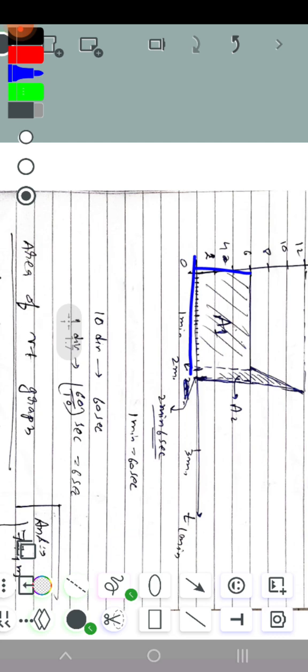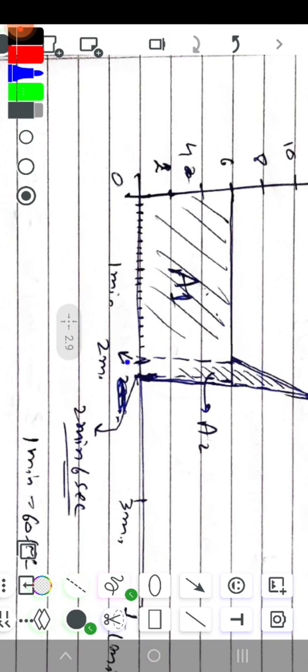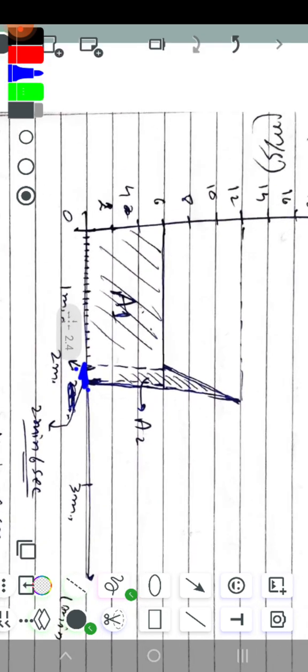Now for the next 6 seconds, that is, 2 minutes 6 seconds. See, here I have drawn it very carefully. This is the 2 minutes time interval. After that, the next 6 seconds, meaning it is 2 minutes 6 seconds, the car starts accelerating. Up to 2 minutes its velocity was 6 meters per second. After 2 minutes 6 seconds, the car's velocity reaches 12 meters per second.